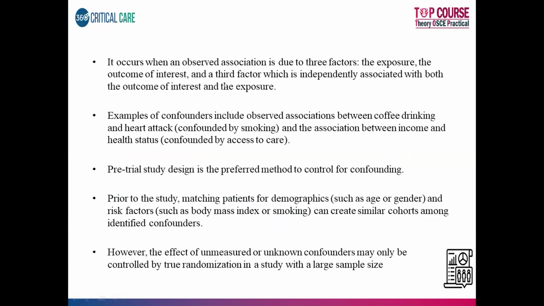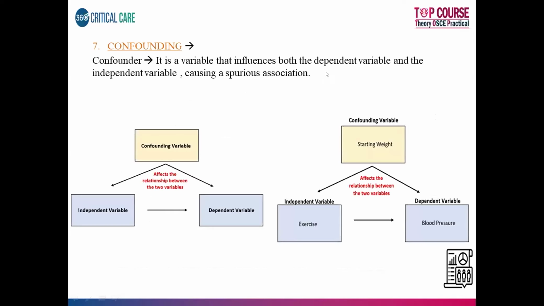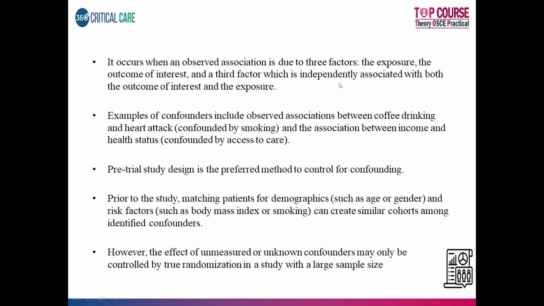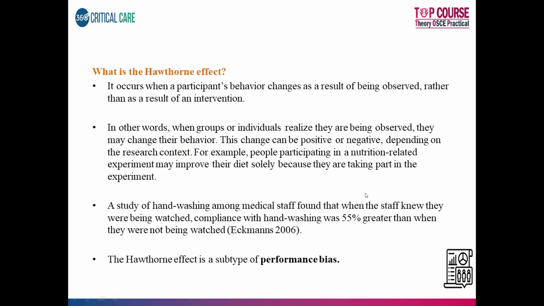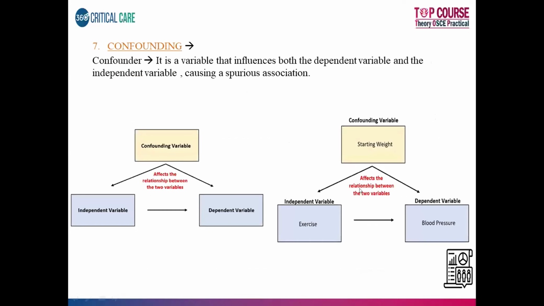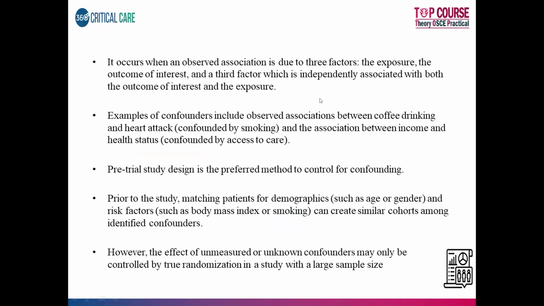So it occurs when an observed association is due to three factors. One is the exposure, which is nothing but the independent variable; the outcome of interest, which is nothing but the dependent variable; and the third factor is independently associated with both the outcome of interest as well as the exposure, that is nothing but the confounding factor. So the other examples are coffee drinking and heart attack, which could be confounded by smoking. The other is the association between income and health status, which could be confounded by access to care.